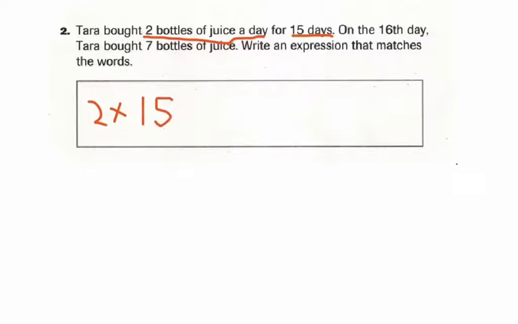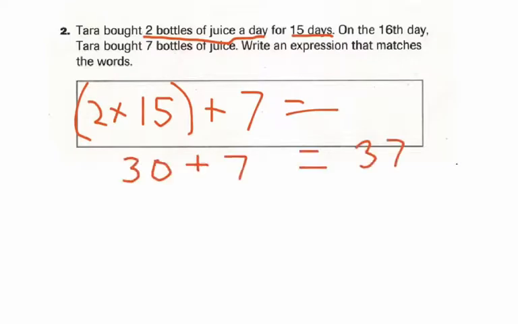to represent that. I'm going to put parentheses around it, and then it says on the 16th day, so that's one other day, she bought 7 bottles. So I'm going to put the plus 7 bottles there. That would give you a total of 37 bottles of juice for the total.